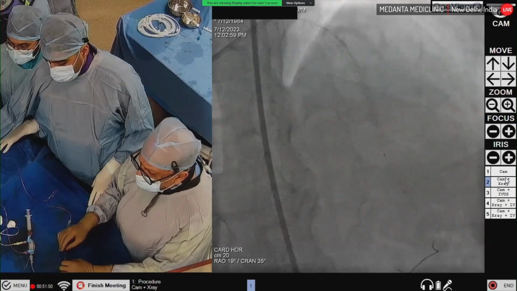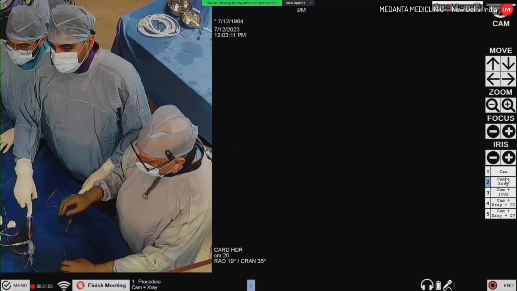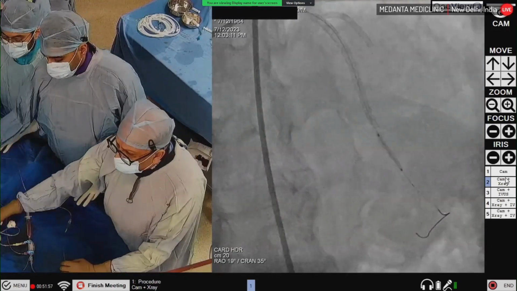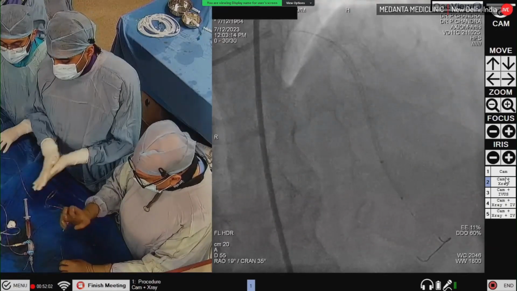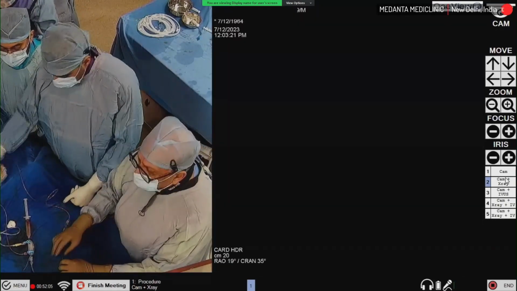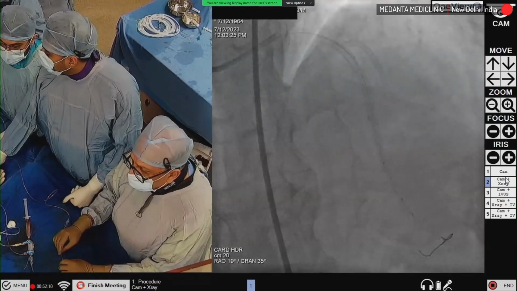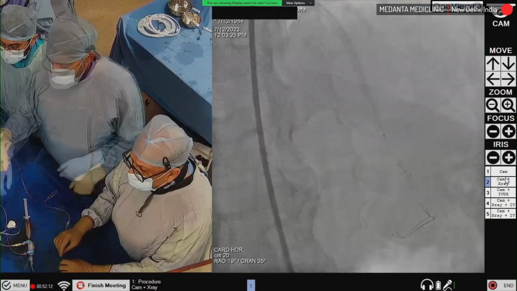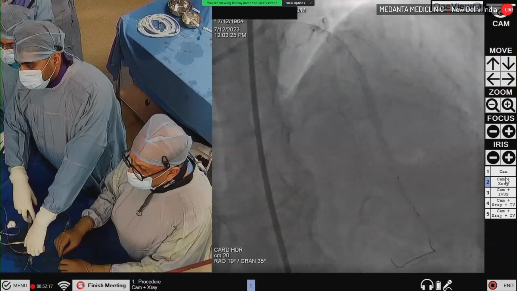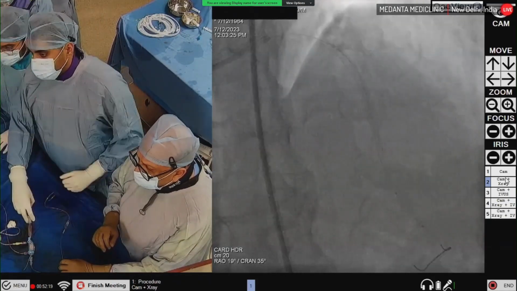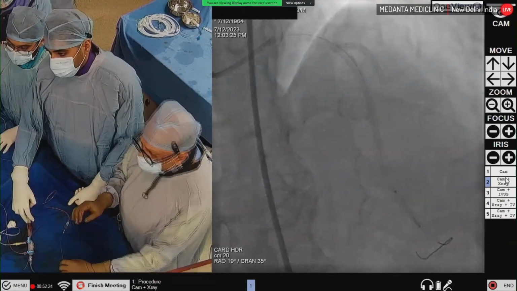Okay. Go up. 1, 2, 3, 4, 5, 6, 7, 8, 9, 10, 12, 14. So we go to reasonably high pressures so that we do as much atherectomy as possible. Stop, please. Deflate. Okay. Check now. We can do some more dilatation distally. Go up. 1, 2, 3, 4, 5, 6, 7, 8, 9, 10, 12.